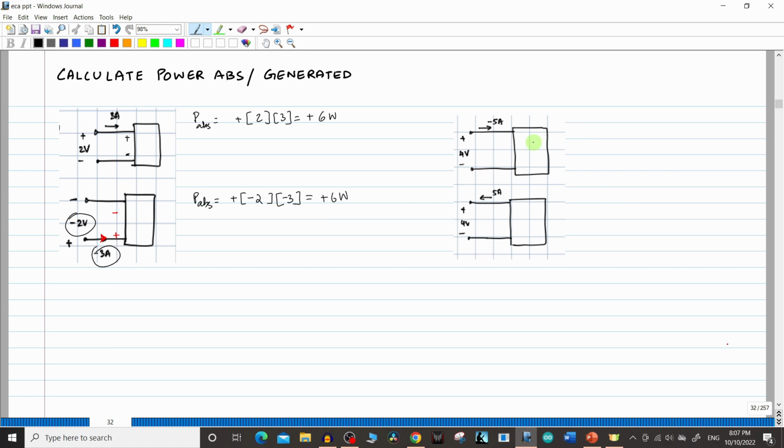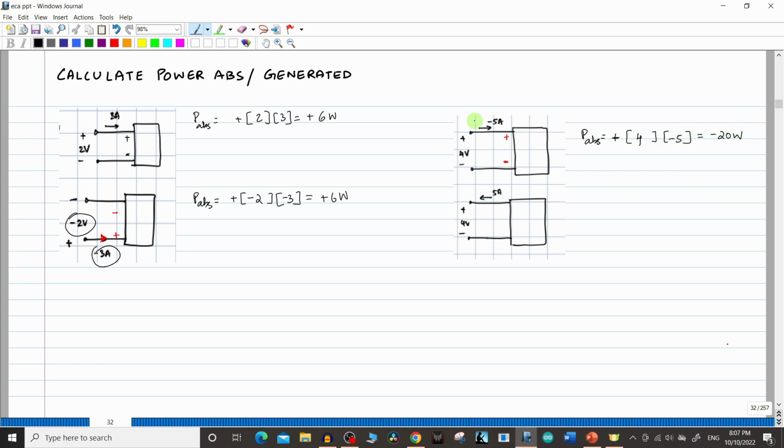Let's take a third example here. Here we can see the current is entering the positive terminal, right? This is the positive terminal, this is the negative terminal. So current is entering the positive terminal. So when current enters the positive terminal, you know that P absorbed is positive. So I'll put the positive sign here. Voltage multiplied by current. The voltage value is 4 and the current value is minus 5. So don't change the value, just put it directly here. So this will be equal to minus 20 watts.